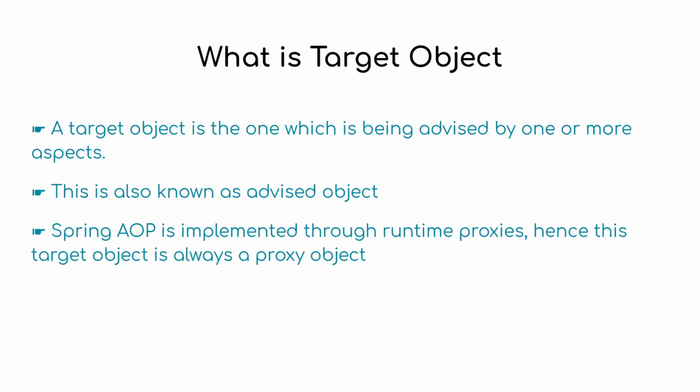In this lecture, we are going to talk about target object. What is a target object? A target object is the one which is being advised by one or more aspects. This object is also known as advised object. Spring AOP is implemented through runtime proxies. Hence, this target object is always a proxy object.